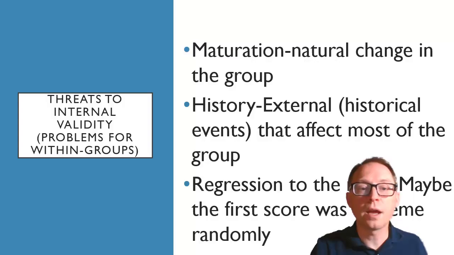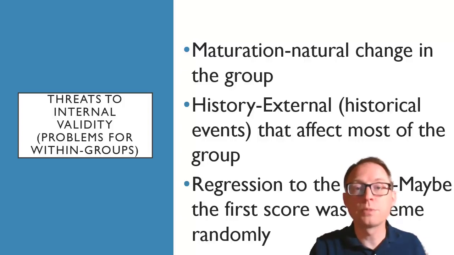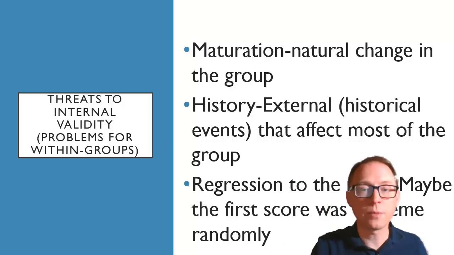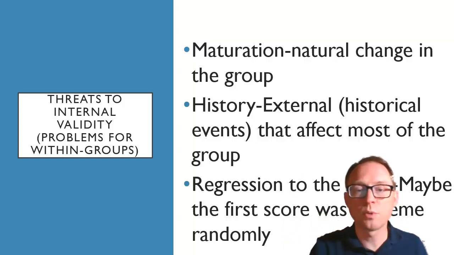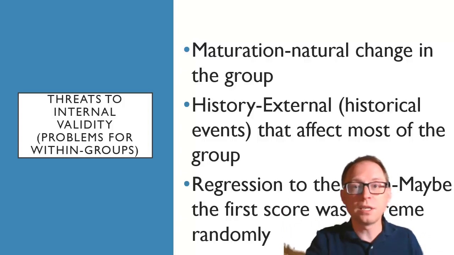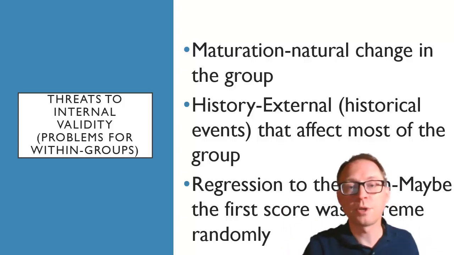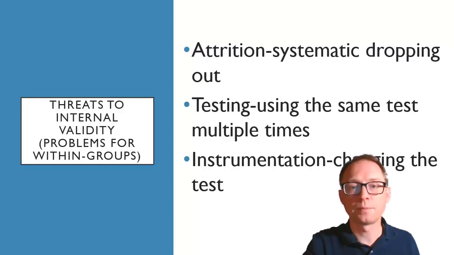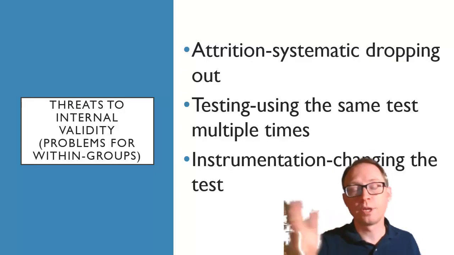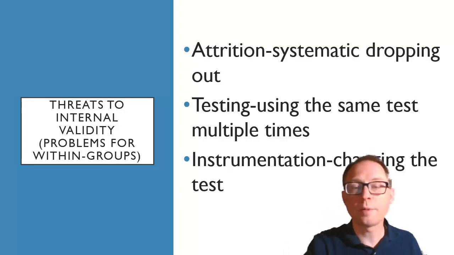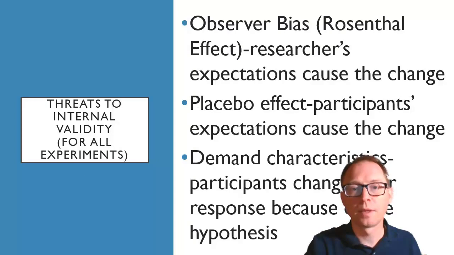We do not care about maturation, history, or regression to the mean. The reason why is because those are only problems when we have repeated measures in a within groups design. The only time we have that is when there's repeated measures. If we don't have the repeated measures, then there's no reason why we need to worry about these. Even if we did reject the null, we wouldn't worry about these because they couldn't be explanations for that. Attrition, testing, and instrumentation are also problems with those repeated measures within groups designs. We don't care about this because we have an independent groups design.